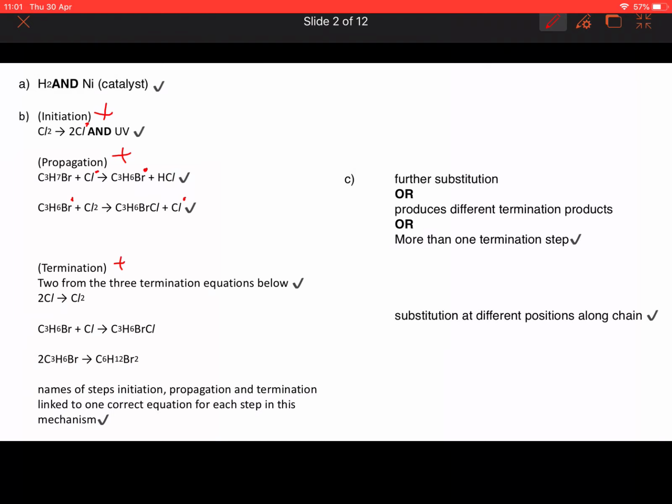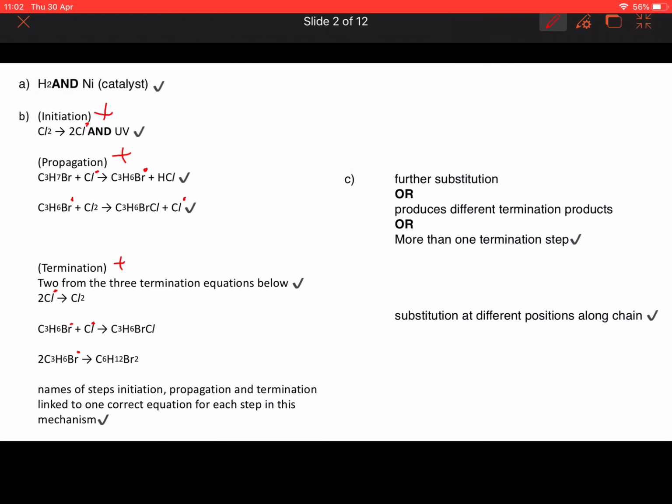Don't forget as well that termination always involves 2 radicals, so like our chlorine radical here, our bromo-propyl radical there, our chlorine, and then our organic radical there. And we need to have linked initiation, propagation and termination. So you can see that in many respects actually there's not a lot that you need to write to get 5 marks, which is a lot of marks in this. Okay.